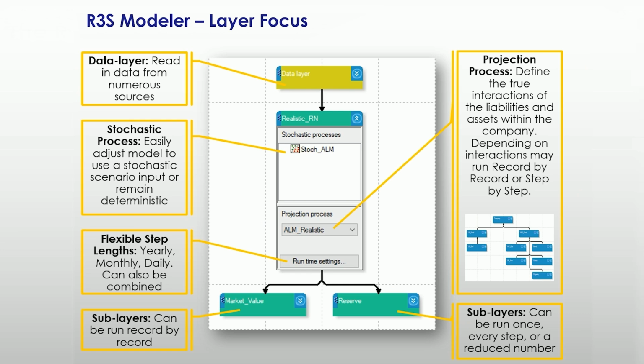This is what the model looks like in the system. We observe first in this example the data layer, where the data is read from the external data source. We then have a realistic layer which contains the realistic projection with the relevant assumptions. Next, there is a separate reserving and market value projection to calculate the reserve and asset prices. So each of these layers contains a projection process, and these can reflect the company's actual structure.